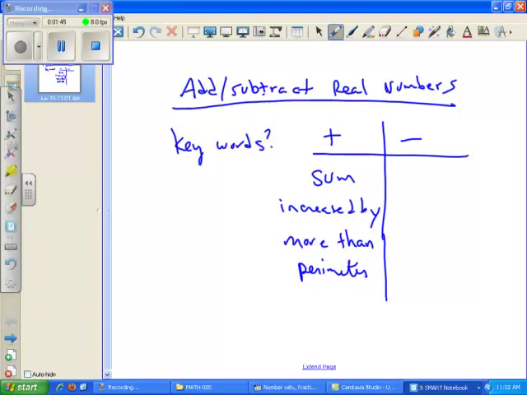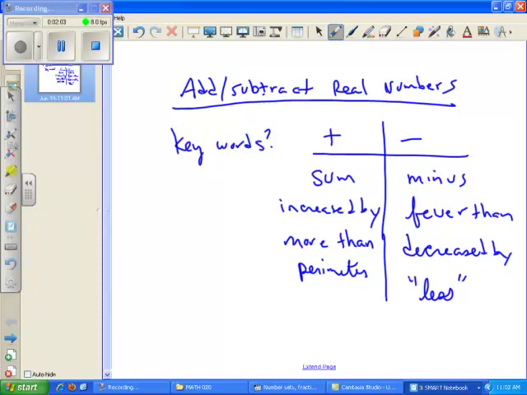For subtraction, minus, fewer than, maybe decreased by. Just an old-fashioned verb, less, like 20 less 6. Okay. All right, now let's take a look at rules.